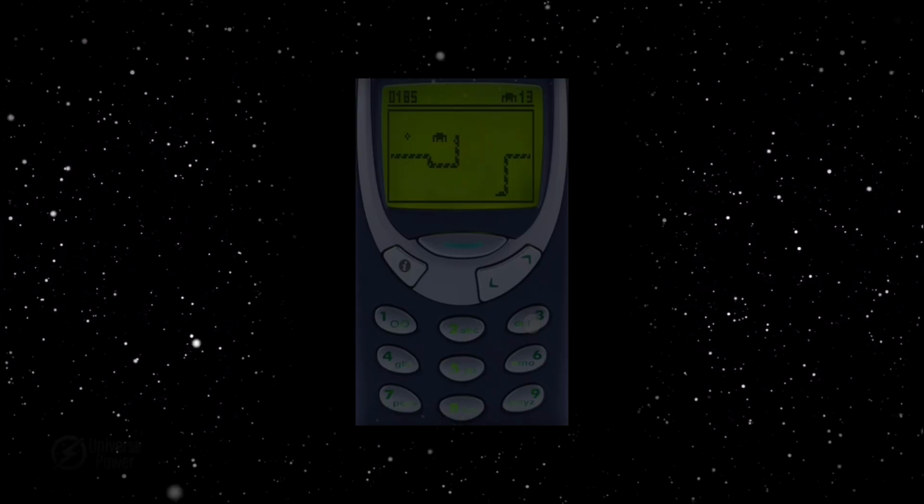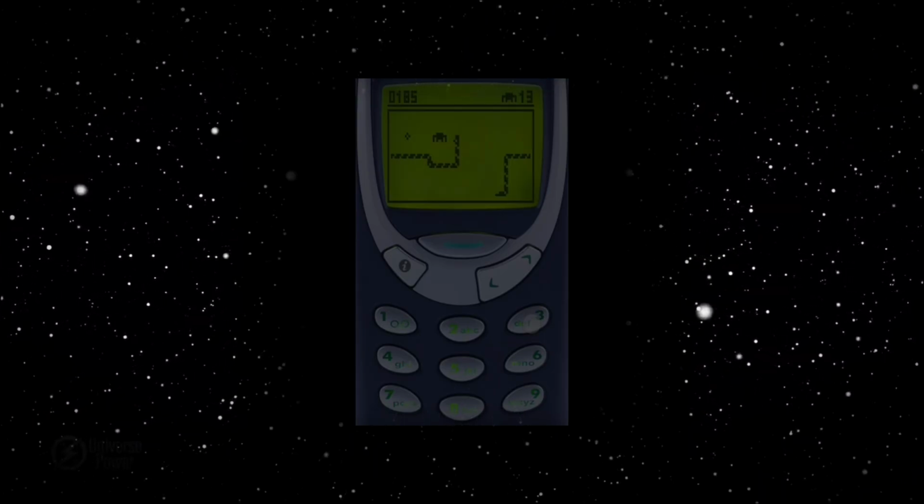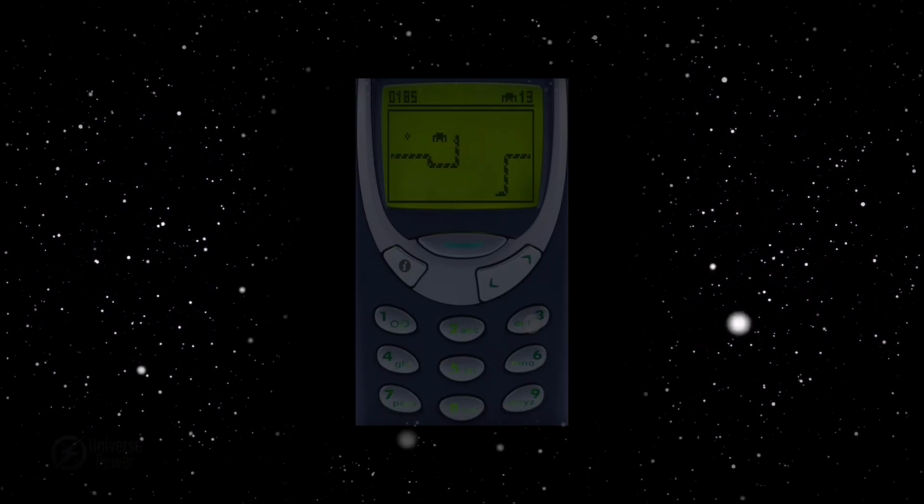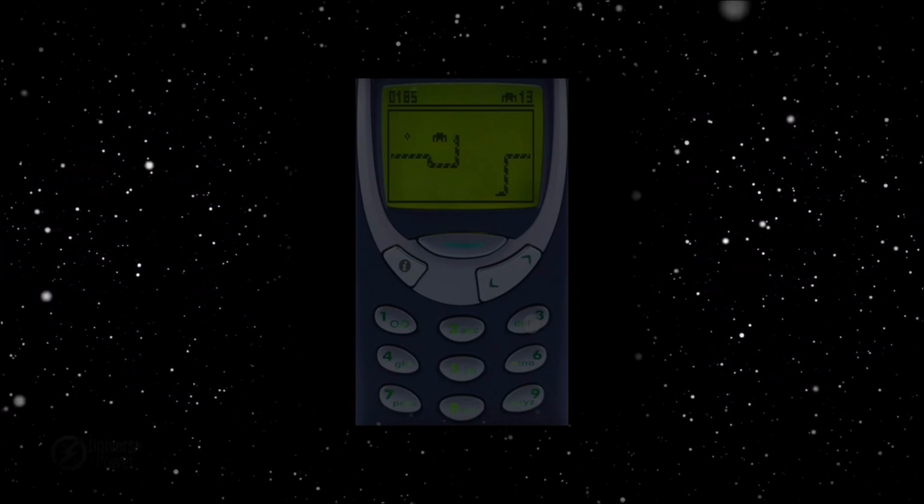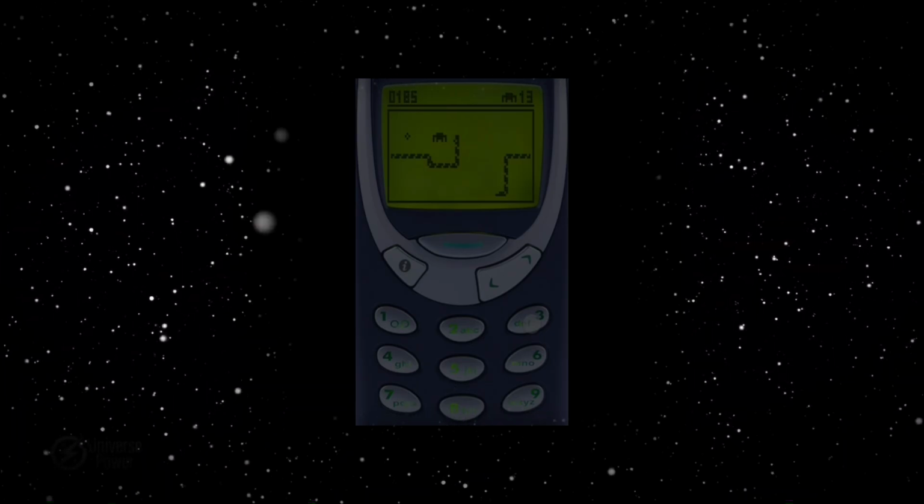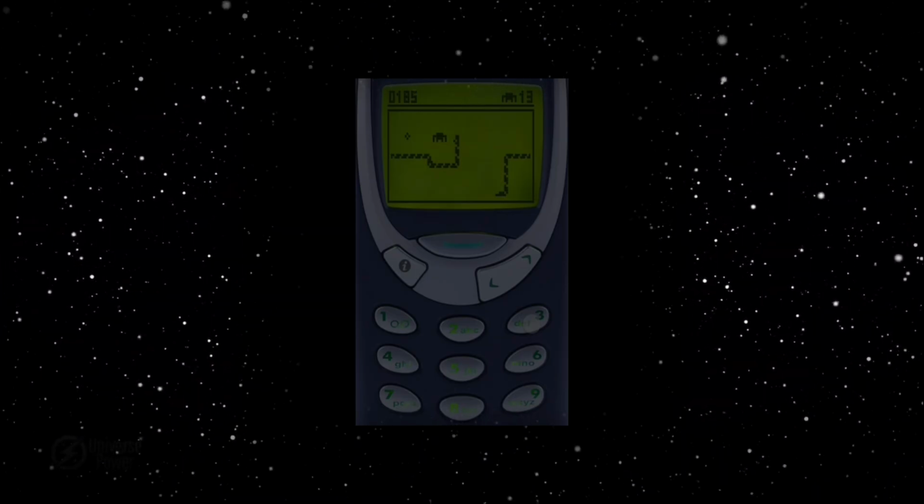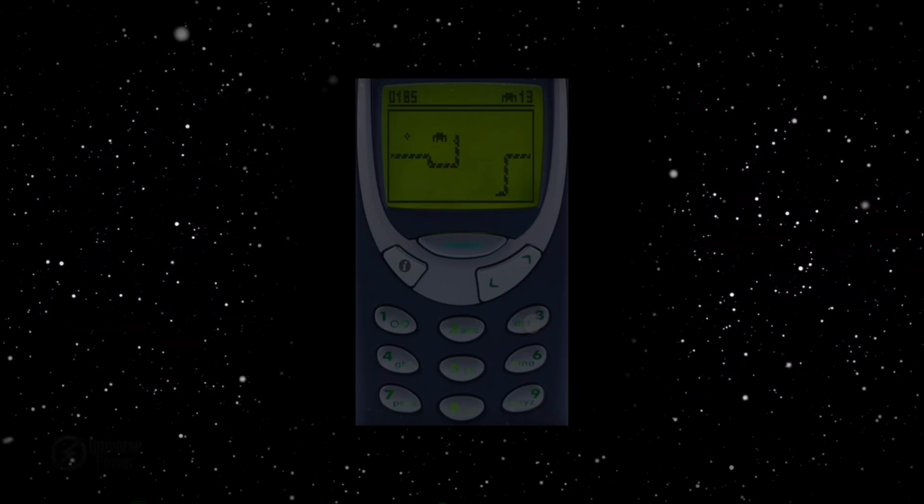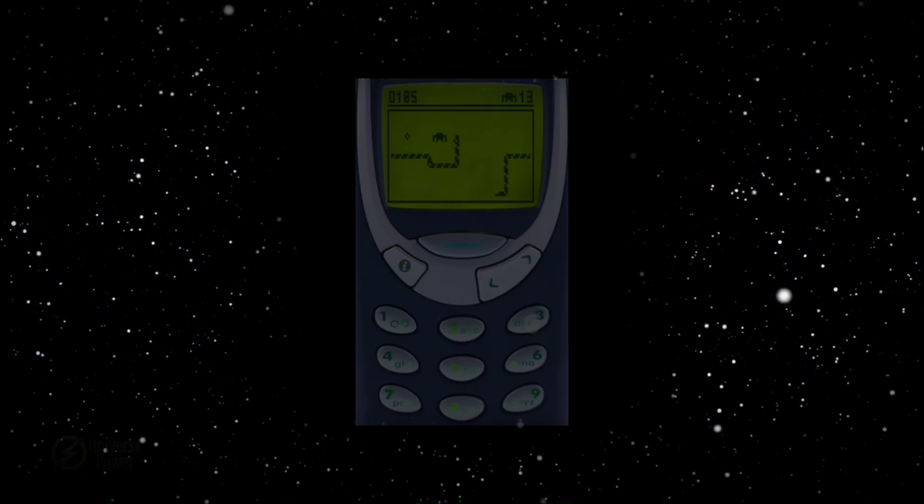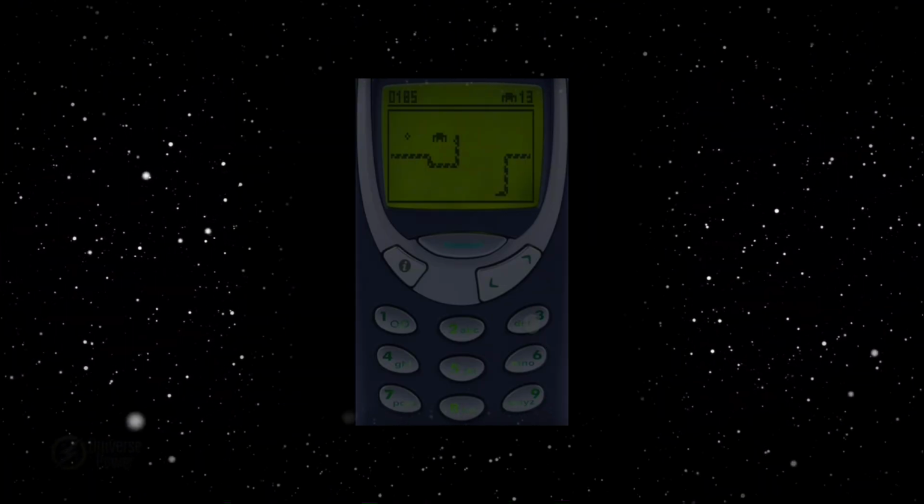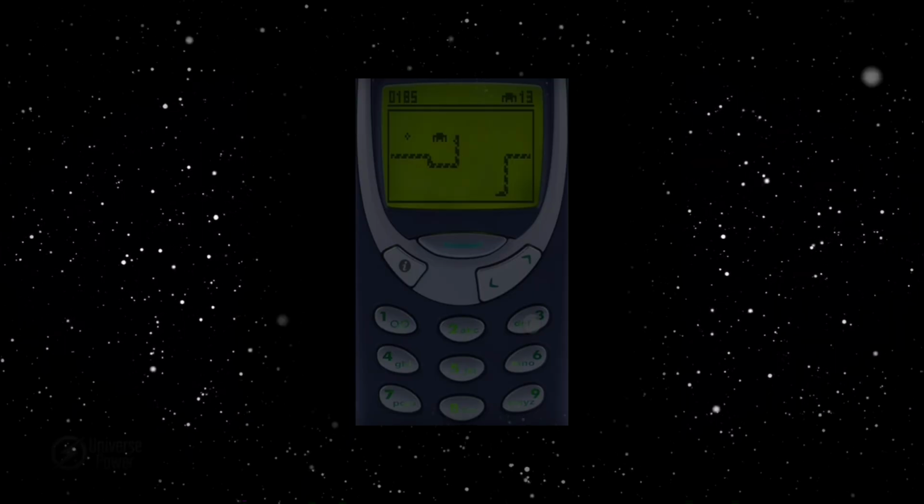Later, phones added calendars, simple games like Snake, and even rudimentary internet access. These changes blurred the line between phones and computers. They showed that portable, always connected devices could become central to people's lives, foreshadowing the smartphone revolution to come.